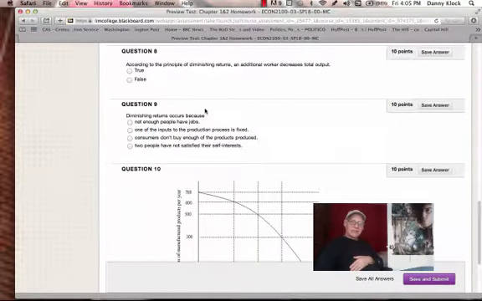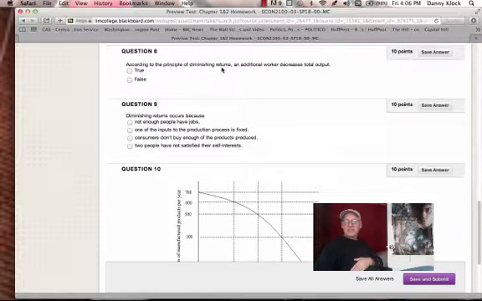Question 8, according to the principle of diminishing returns, an additional worker decreases total output. And I'm going to get into this next week, but basically diminishing returns, if I have a factory floor and I want to double the number of people on the factory floor, right? Again, I'll put so many people, they'll start bumping into each other. They'll still make more, but not as much, in a diminishing, decreasing way. So here, I'll explain this better during the week.